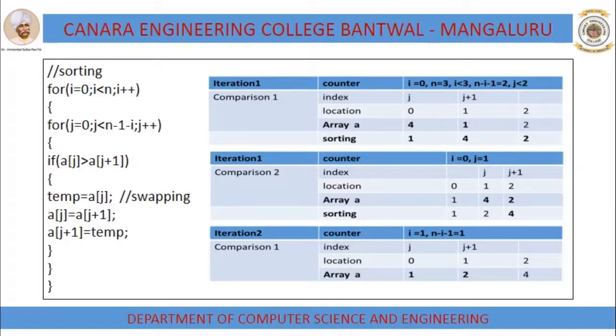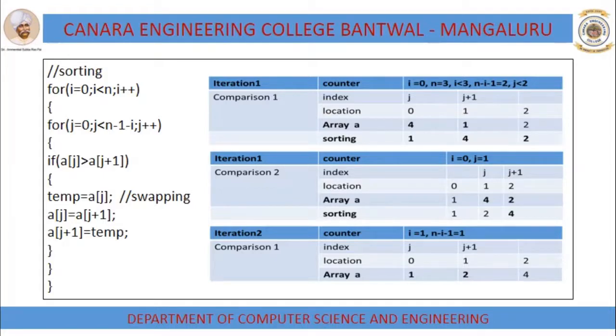Now the control will come back to the j for loop. j is incremented by 1. j was 0, j is incremented by 1, j becomes 1 now. So the condition is checked here again. 1 is less than 2. So the condition is true, so the control will come inside. Now a of j is greater than a of j plus 1.